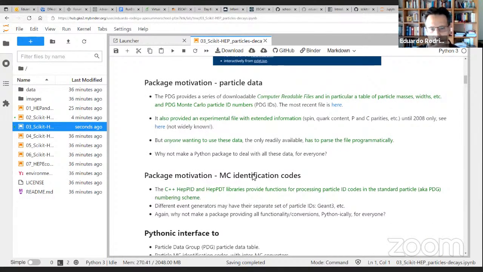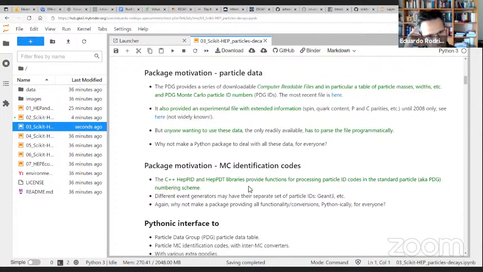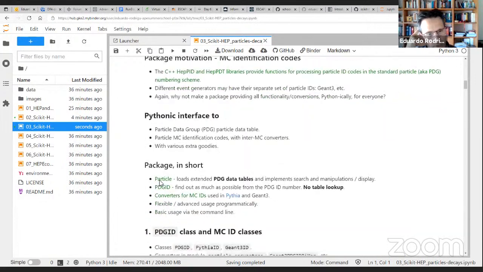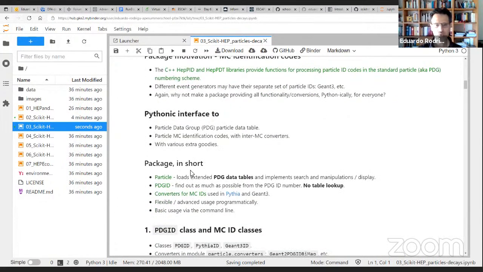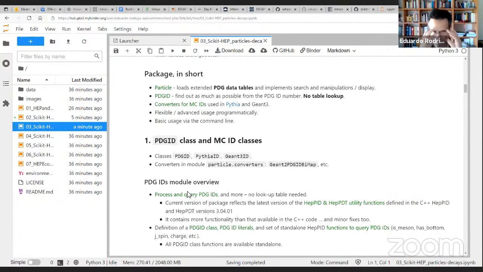It also provides, by the way, some Monte Carlo, MC, so simulation identification codes in the package. So that's basically what the package is in short. So PDG, the data tables, the information in those downloadable files, but in a way that can be digested and programmatically acquired and so on. And also all the PDG IDs, the identification, the code number that identifies uniquely every particle, and a bunch of converters as well. So let me start first with the PDG ID class.